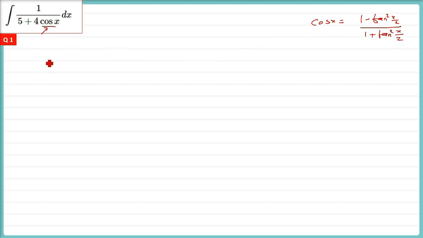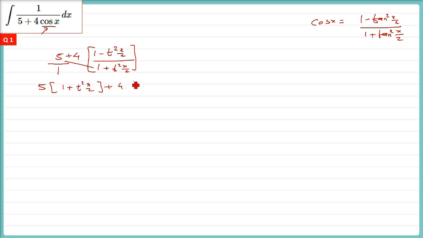So I'm just showing you the denominator right now. It's 5 plus 4, and here I'm writing 1 minus tan square x by 2 over 1 plus tan square x by 2. I'm just writing it in short so that you understand what exactly this replacement is going to be. So 5 into 1 plus tan square x by 2, I am just taking the LCM, plus 4 into 1 minus tan square x by 2, and in the denominator we have 1 plus tan square x by 2. So this is only the denominator which I am talking about right now. So let's resolve this one.